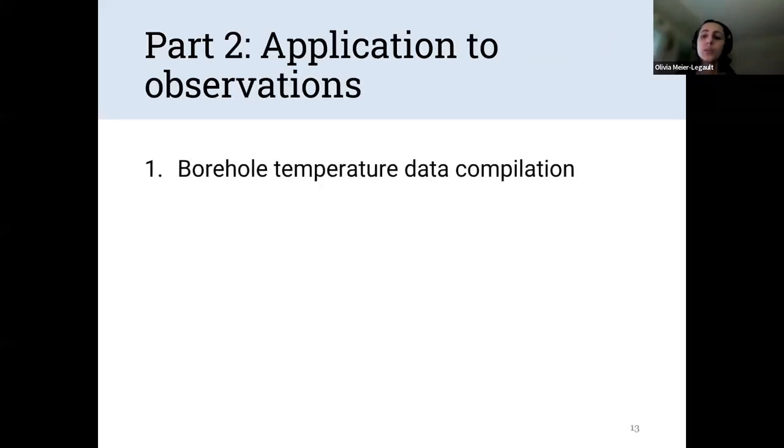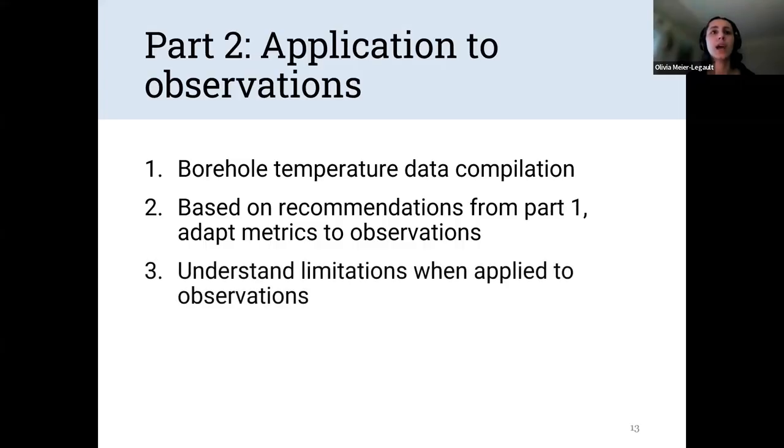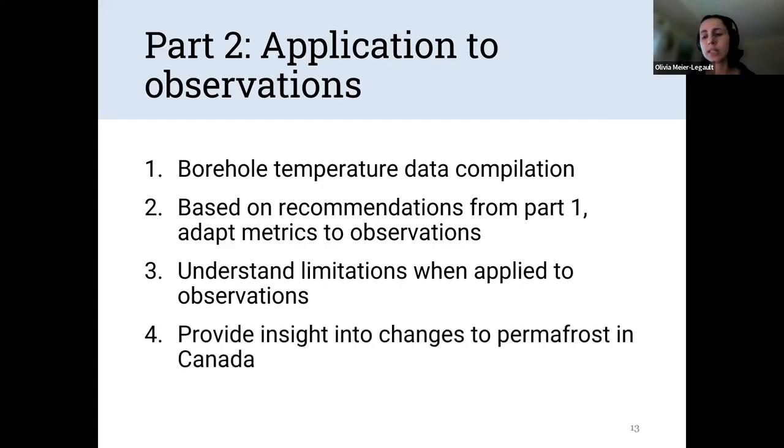In part two, it really started with this borehole temperature data compilation, and then based on the recommendations by Nick from part one, was to adapt these metrics to observations. Observations are not an idealized case like simulations are, and so a number of alterations had to be made for them. And then really to understand what the limitations are when we apply the metrics to the observations, as well as then provide insight into changes to permafrost in Canada.